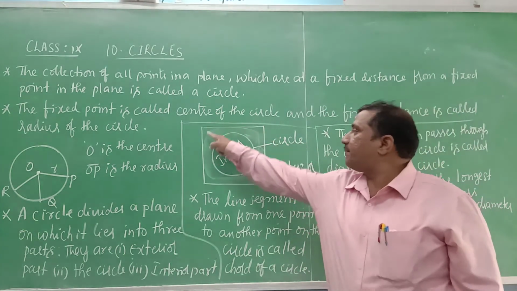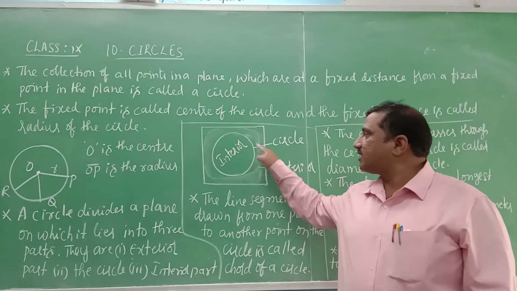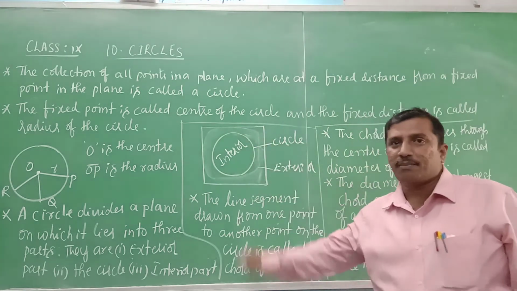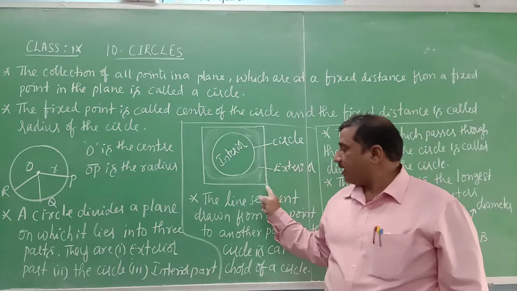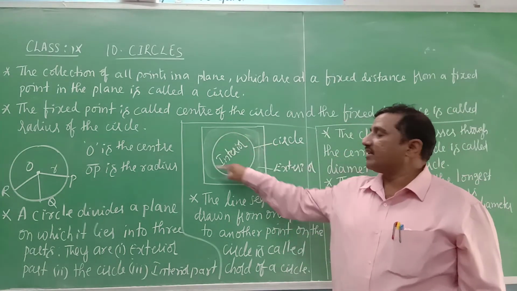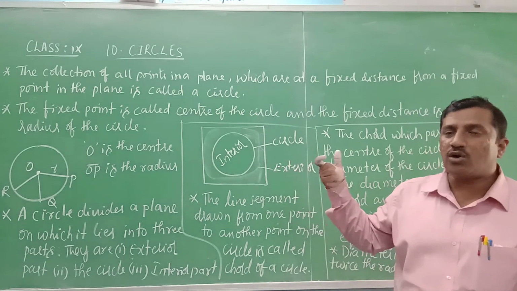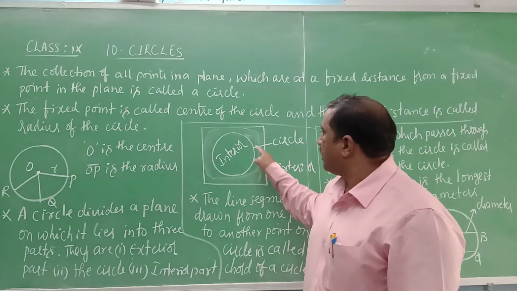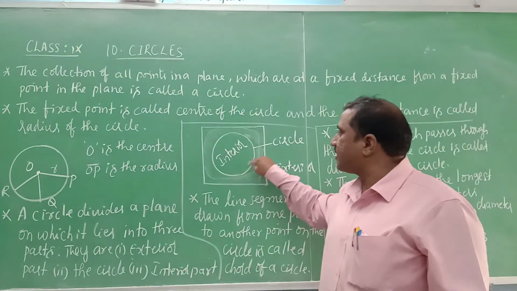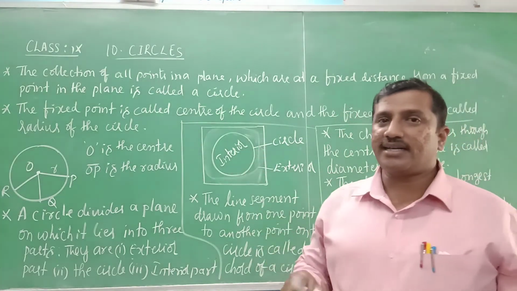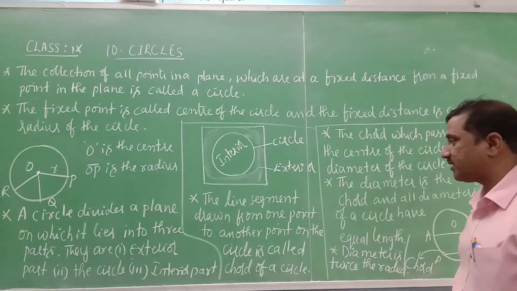So let this be a plane, and we have a circle. The circle is dividing that plane into three parts. They are the exterior part, outside the circle. Exterior means outside the circle. Then on the circle, that is the circle itself, and inside the circle, that is the interior part. Inside the circle is the interior part.